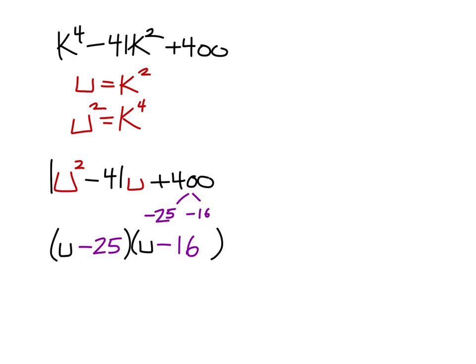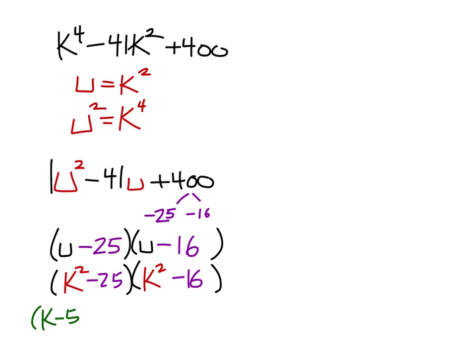Now why that works out so well for us is that u is actually k squared, right? Which we're going to do, factor it, right? We got k minus 5, because this is the difference of two perfect squares for both, and then k plus 5. But we also got k minus 4 and k plus 4.